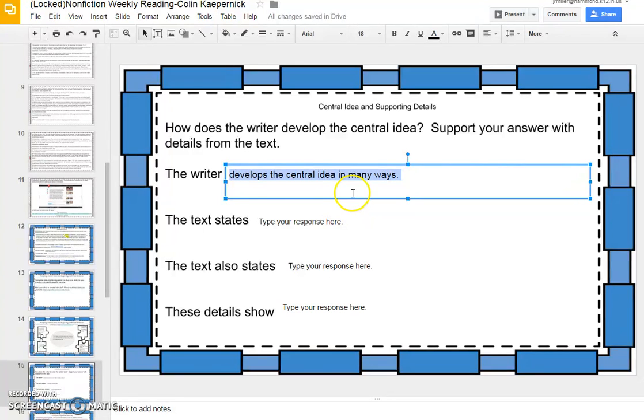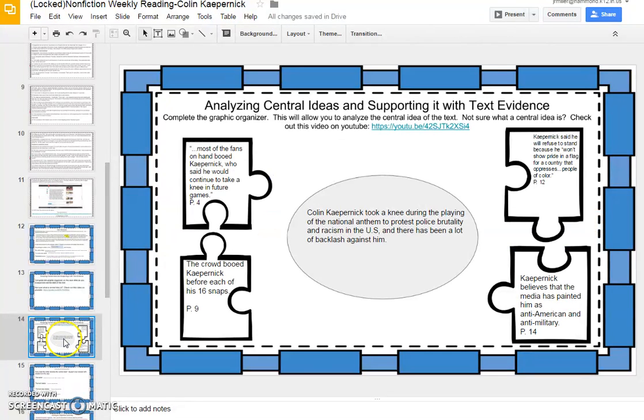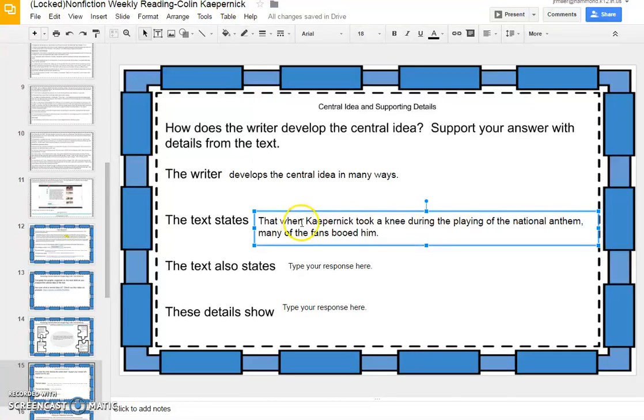So the writer develops the central idea in many ways. The text states, I'm going to go back to the text, and I'm going to look at some of the supporting details here to decide what I'm going to put in that second sentence. I'm going to write, the text states that when Kaepernick took a knee during the playing of the national anthem, most of the fans on hand booed him. So what I did in this sentence is I took part of what the central idea was and I have part of a supporting detail because that's just how the author started to develop the central idea.